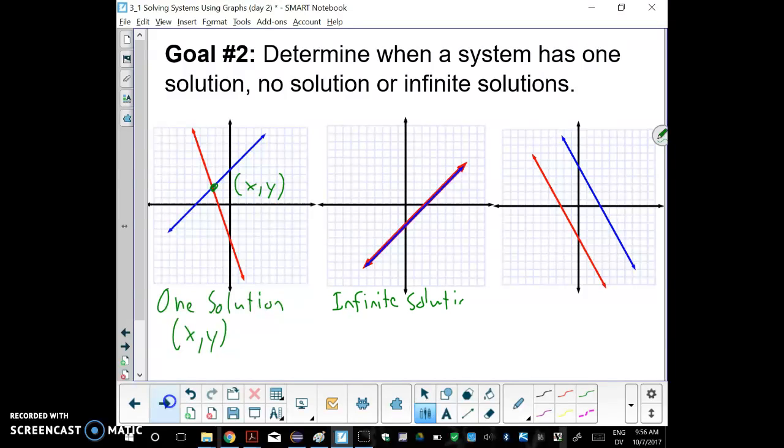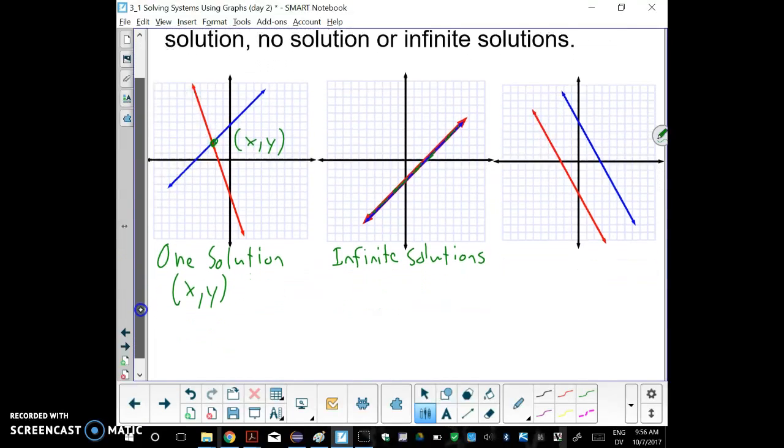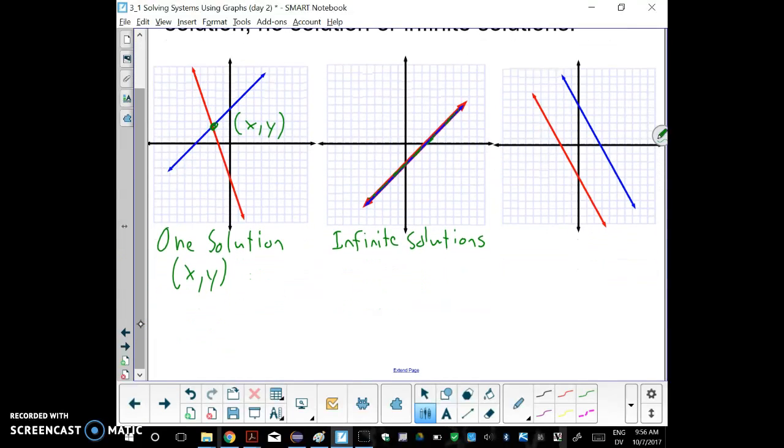And this will happen when the two lines lie right on top of each other. In this case, they share a whole bunch of XY points. They have all those points in common. And so there's infinite points where they cross, hence infinite solutions. All right, and the way you'll be able to tell this is when you have the same equation. So if you have the exact same equation, then you know that it's the infinite solutions case.